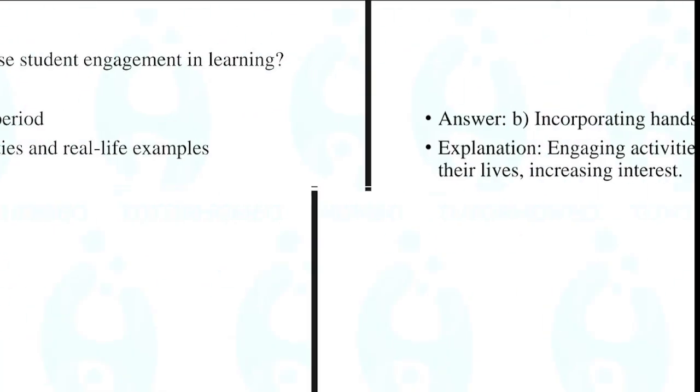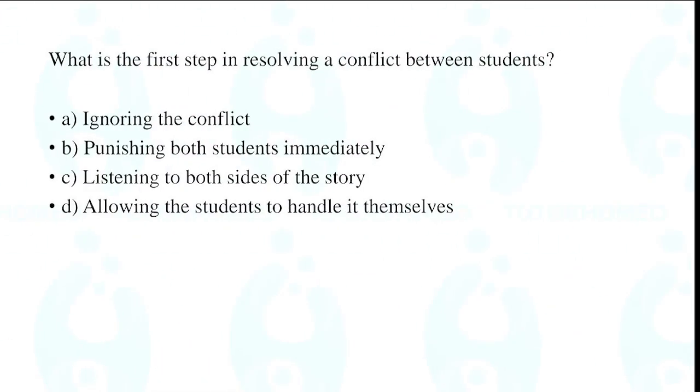The next question is, what is the first step in resolving a conflict between students? Students start fighting with each other. So what is the first step we have to do to resolve the particular conflict between the students? Either ignore the conflict, punish both students immediately, listen to both sides of the story, or allow the students to handle it themselves. See, students, right? Probably adolescent age and all, and emotional ups and downs will be there.